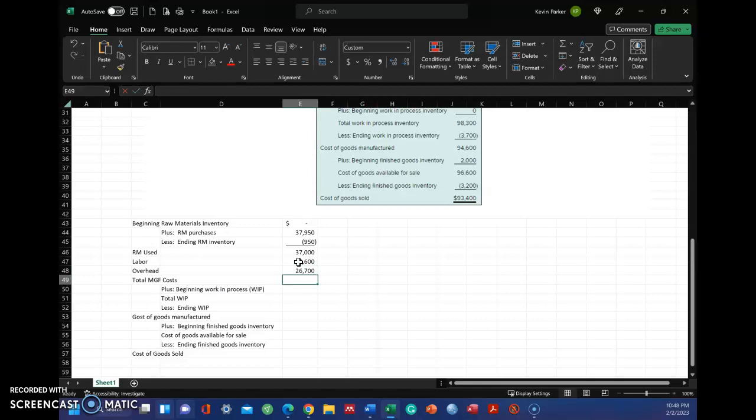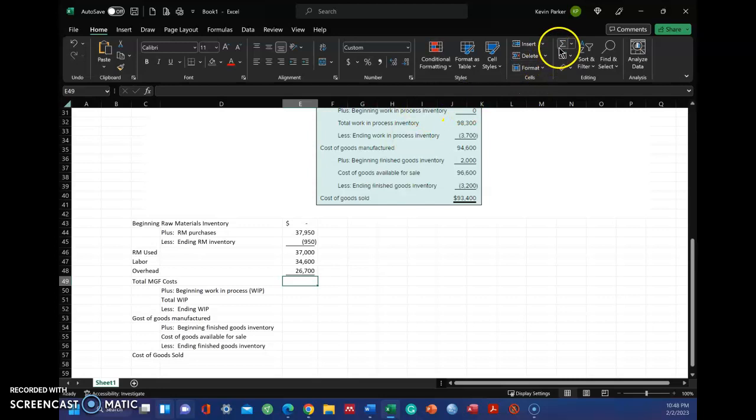I don't care. So labor and overhead is given. So there's your three product costs. You got to admit that's pretty cool. We want to put an underline in there because we want to add up our three product costs, and that gives us total manufacturing. Okay? That gives us total manufacturing. And that's 98,300. There is no beginning work in process like we discussed. And when I put a 0 and hit enter because I got the comma formatted in there, it's going to give me a dash, not a 0. So that means total work in process is 98,300.